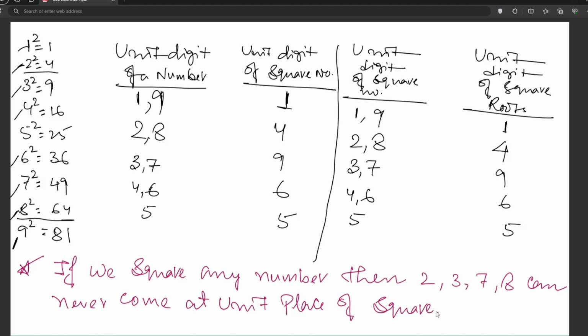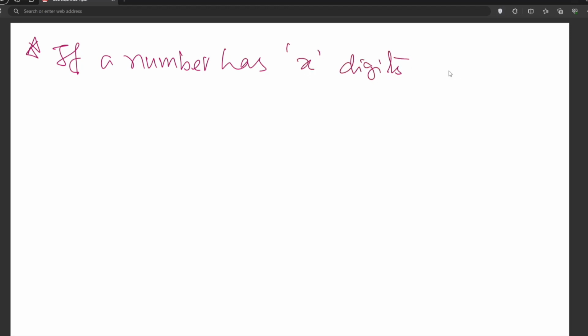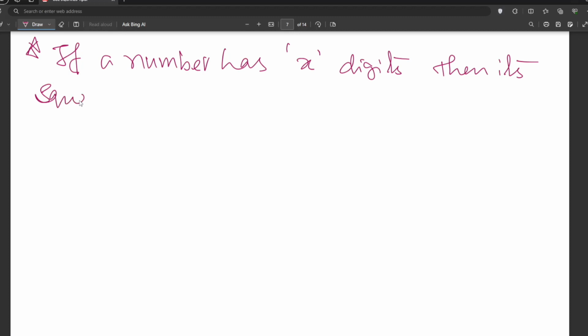And one important logic is, if a number has x digits, then its square has 2x minus 1 digits. This is applicable for the first question.